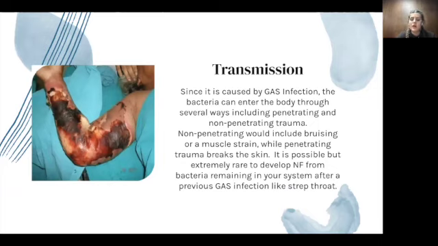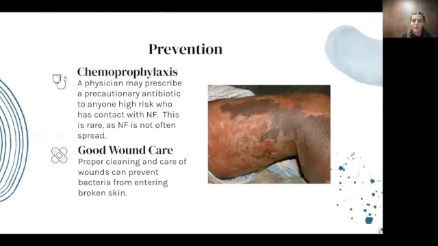So it's possible, but extremely rare to develop necrotizing fasciitis from bacteria that has remained in your system after a previous group A streptococcal infection like strep throat. So if that bacteria travels through the bloodstream and is not attacked by your immune system, then you do have a chance to develop necrotizing fasciitis. But don't worry, it's very, very, very rare. And here's a picture of what necrotizing fasciitis kind of looks like on an arm there.